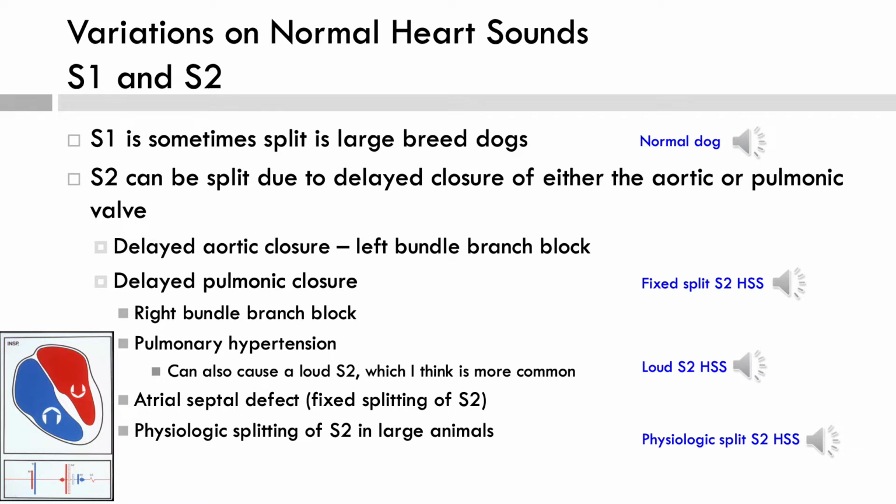And the next thing we're going to listen to is the fixed splitting of the second heart sound, as might be heard with either an atrial septal defect or pulmonary hypertension. Now the heart sound simulator is trying to create a loud second heart sound for us, so a loud or pronounced S2.